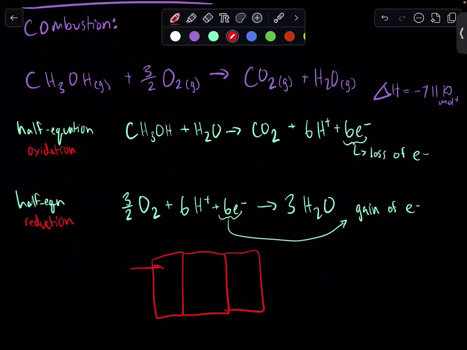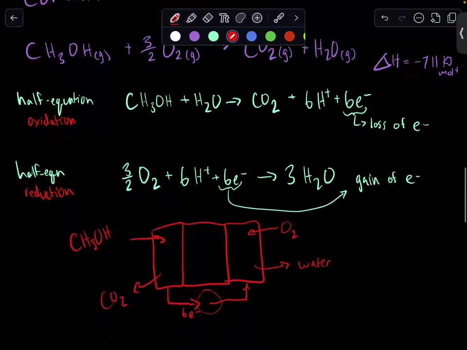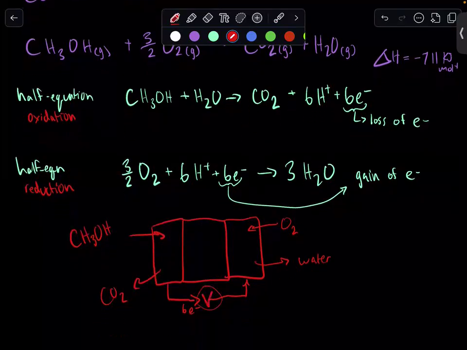We have our methanol, CH3OH, going in with some water. We have our CO2 coming out. We have 6 electrons that will move across into this chamber. In this chamber, we're pumping oxygen in, and we get water out. And so through this reaction, we can actually measure the movement of electrons and get a voltage here. And this is what a fuel cell is.